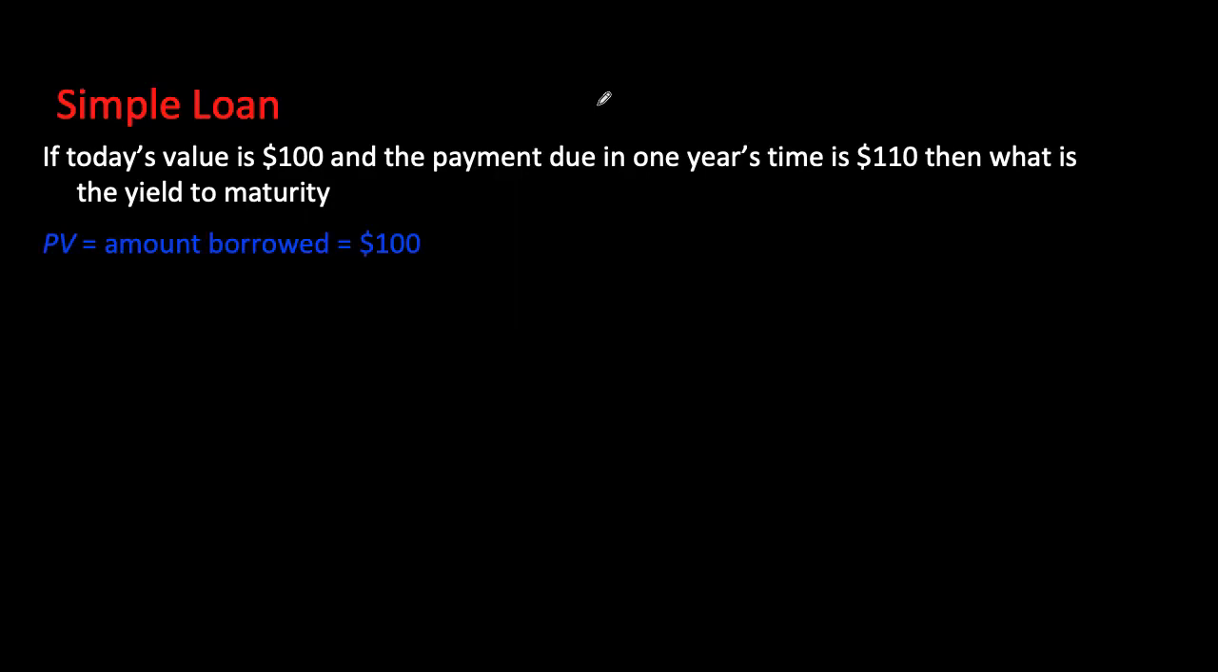So let's isolate the information. Present value, or the amount borrowed, is $100. Cash flow generated is 110, and the number of time periods is 1, and we need to calculate the yield to maturity. As we just did earlier, it is your cash flow or future value divided by the price today.